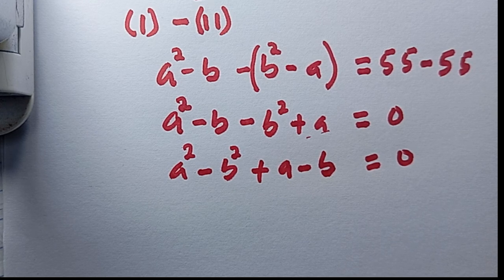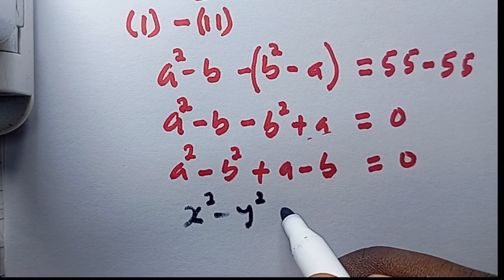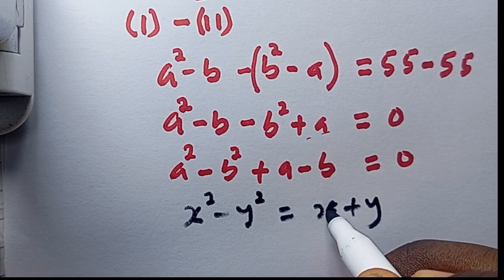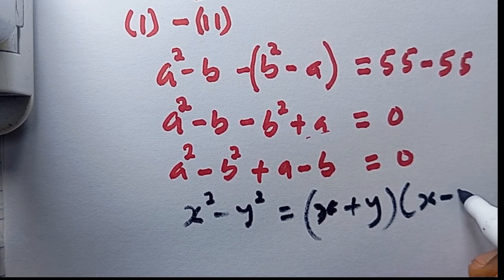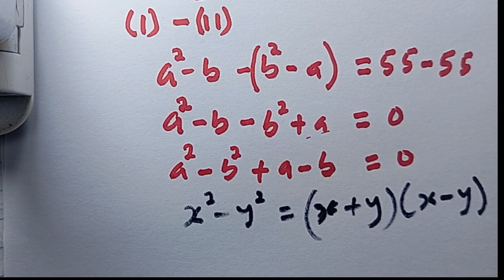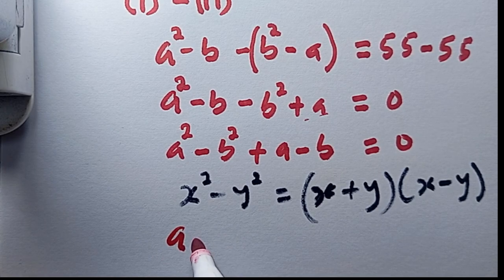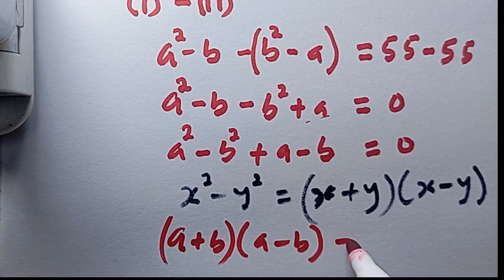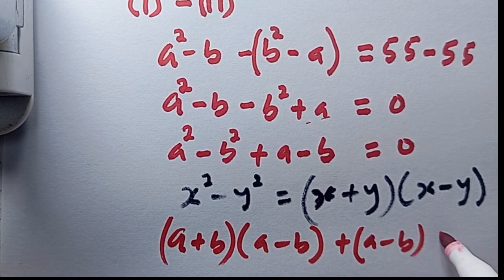Okay, so when you have, let's say, x squared minus y squared, this is actually the difference of two squares, which you can expand as x plus y, okay, multiplied by x minus y. So this is the rule I'll be using to expand this a squared minus b squared. And of course, if I do that, I'm going to be having a plus b, and then multiplied by a minus b. Okay, so let me just put it this way, is equal to 0.